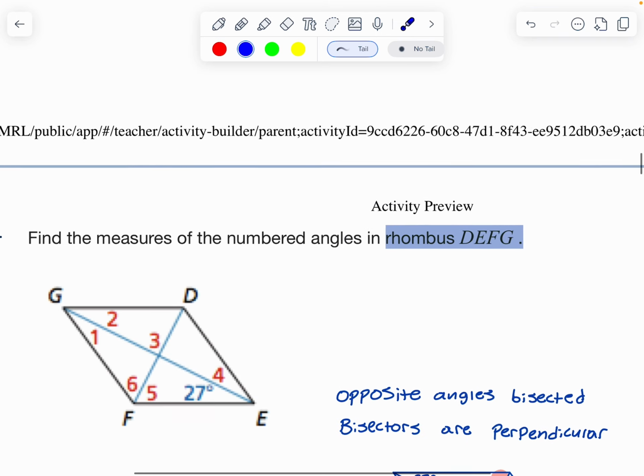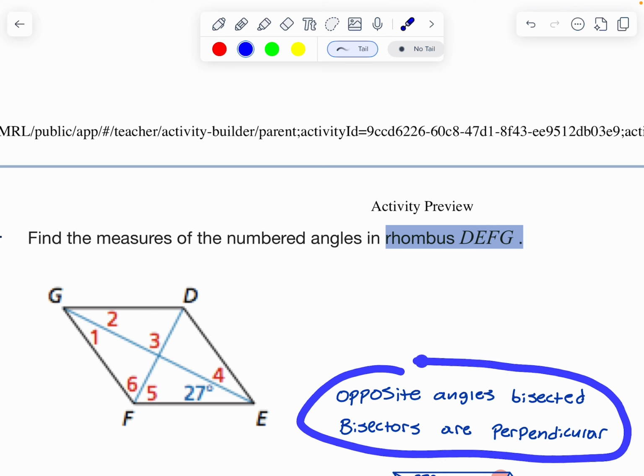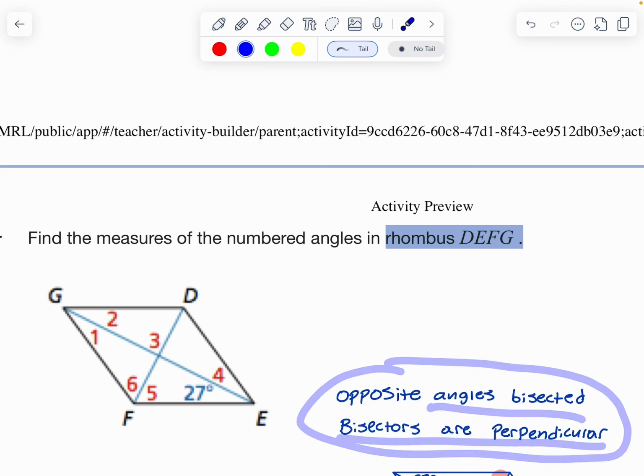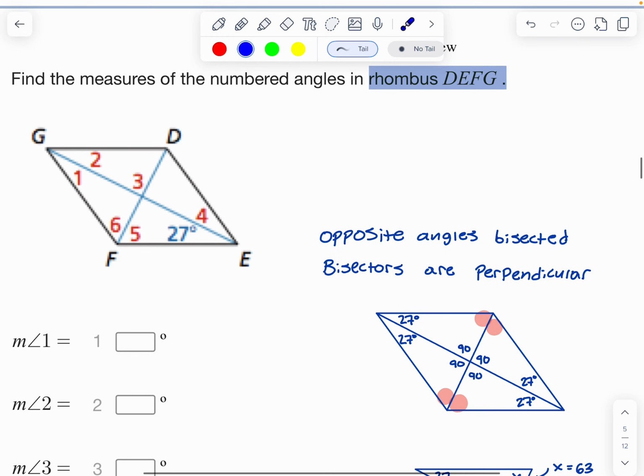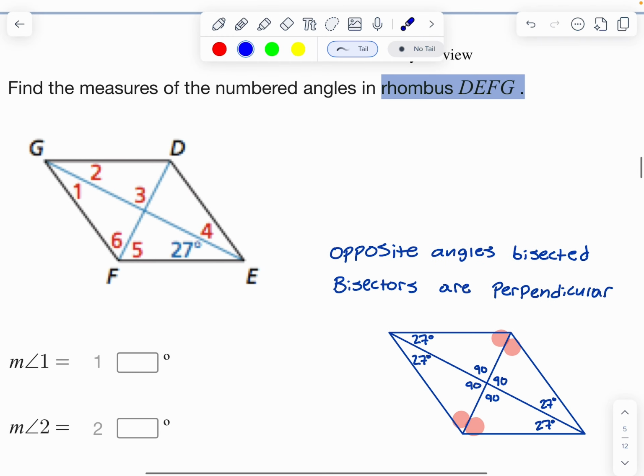We have 2 properties about the diagonals of a rhombus. Their angles are bisected, and the bisectors are perpendicular. Here's kind of the bigger picture. Since this angle is 27, angle 4's got to be 27. I know that those 2 parts are going to be congruent to each other. They both have to be 27. Well, what do they add up to? This entire angle, angle E, is going to be 54 degrees.